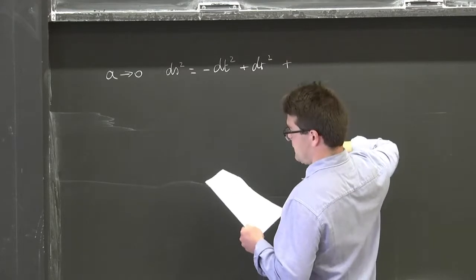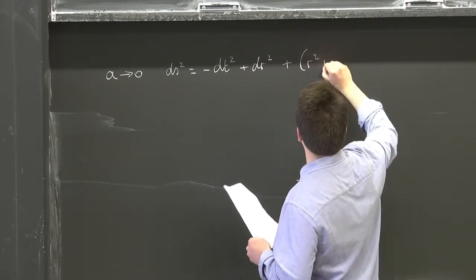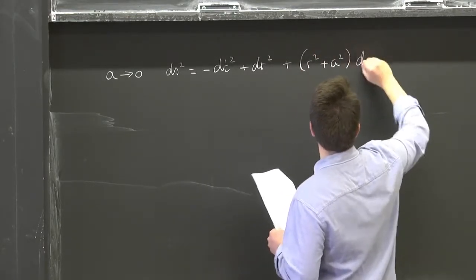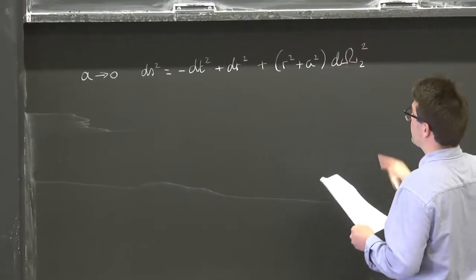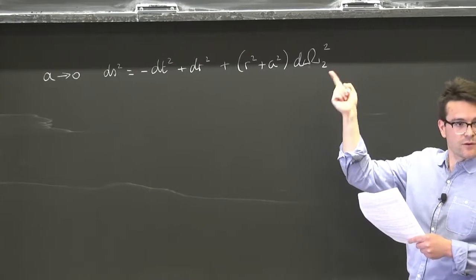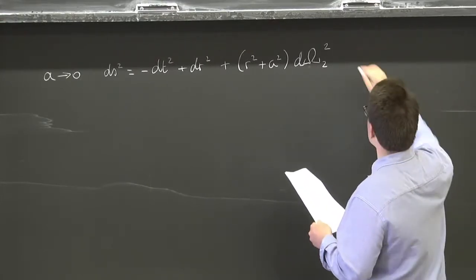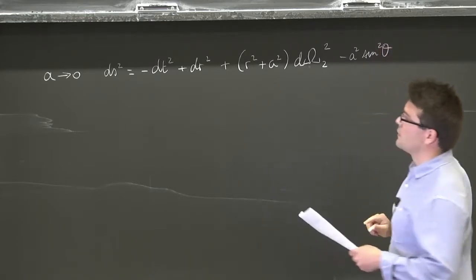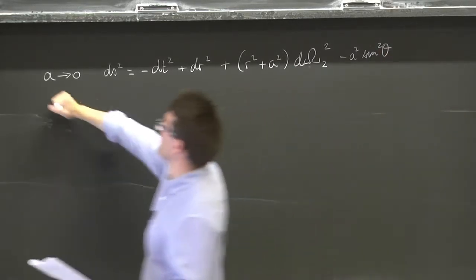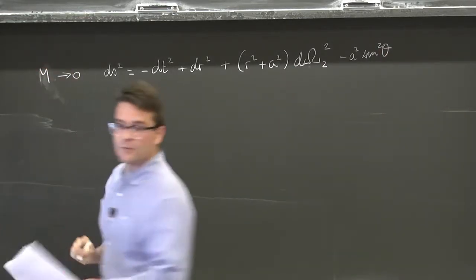So when you take m to 0, the line element degenerates to this. This is the usual round metric on the sphere, d theta squared plus sine squared theta d phi squared. Sorry, a to 0 or m to 0? Because you're writing a. Thank you. Sorry, m to 0. Thank you.